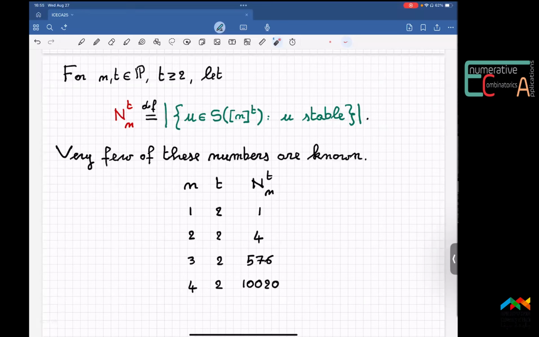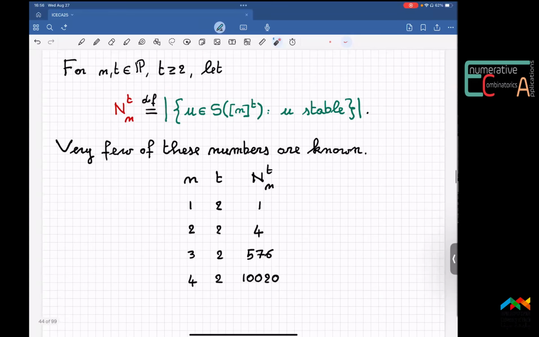So of course, one wonders, what are these numbers? Given an n and t greater or equal to 2, if t is 1, all permutations are stable. I didn't mention that. Let this number be what we want: the number of permutations in S_n to the t that are stable. Very few of these numbers are known. I think also some with t equals 3 are known, maybe. So I'll focus here only on t equals 2. Only 4 of them are known.